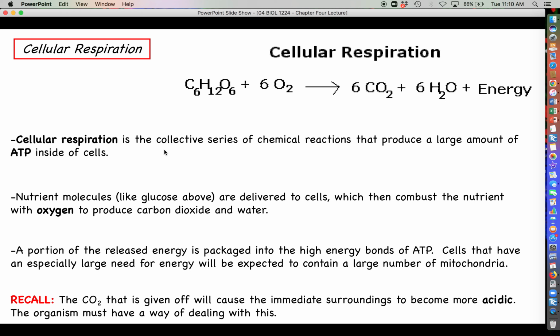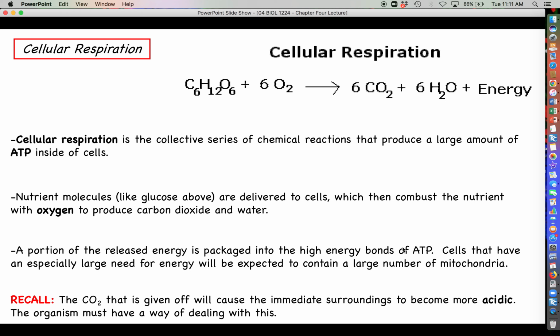So like I said, a portion of the released energy, it's not 100% efficient, so we are going to find out when we get to chapter 6 that we are definitely going to lose some potential energy in the form of heat, but some of the released energy can be packaged into the high energy bonds of adenosine triphosphate. That is the energy currency that our cells use.